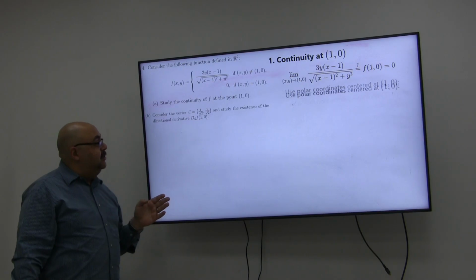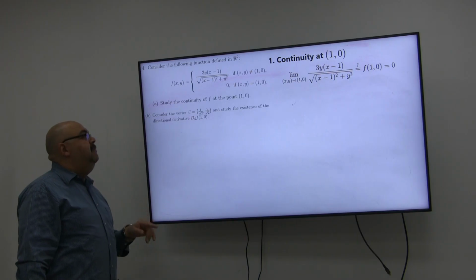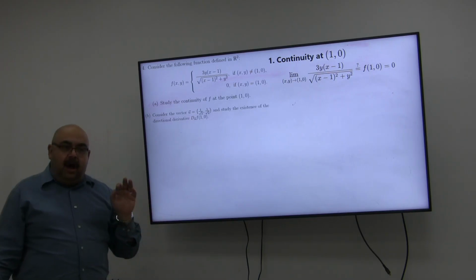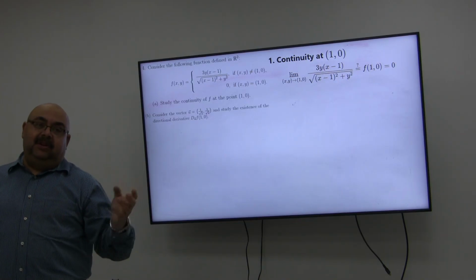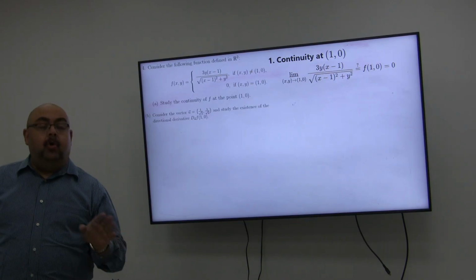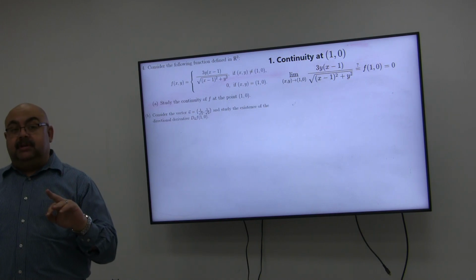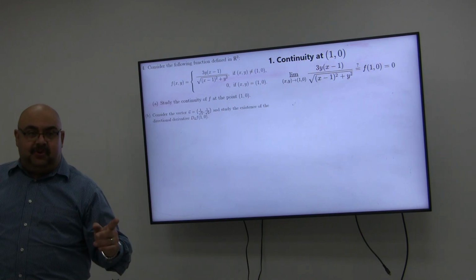How to check this limit? If you remember, I have plenty of ways to check. Either by Cauchy, because I have the standard there, which is epsilon and delta, or changing into polar coordinates and seeing if it's going to tend to 0 or not.